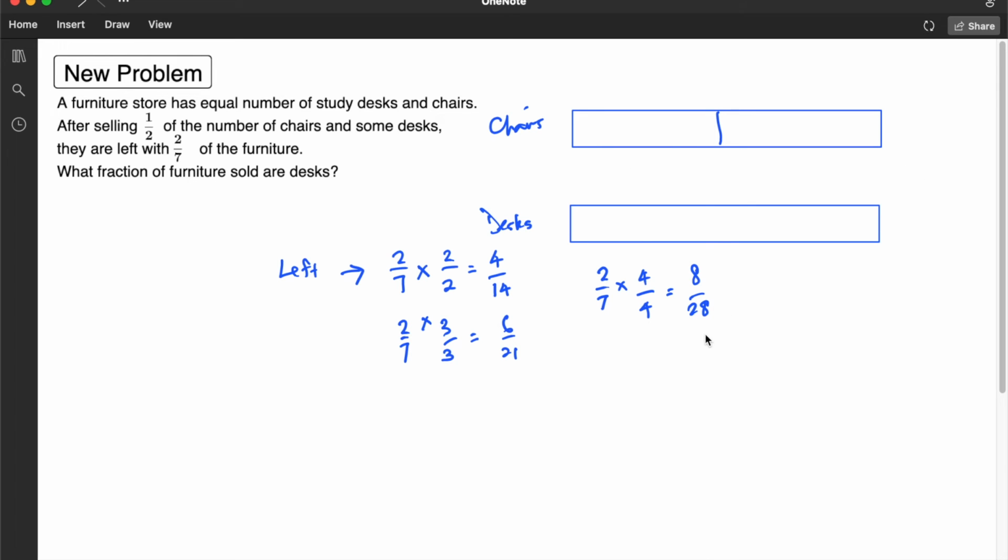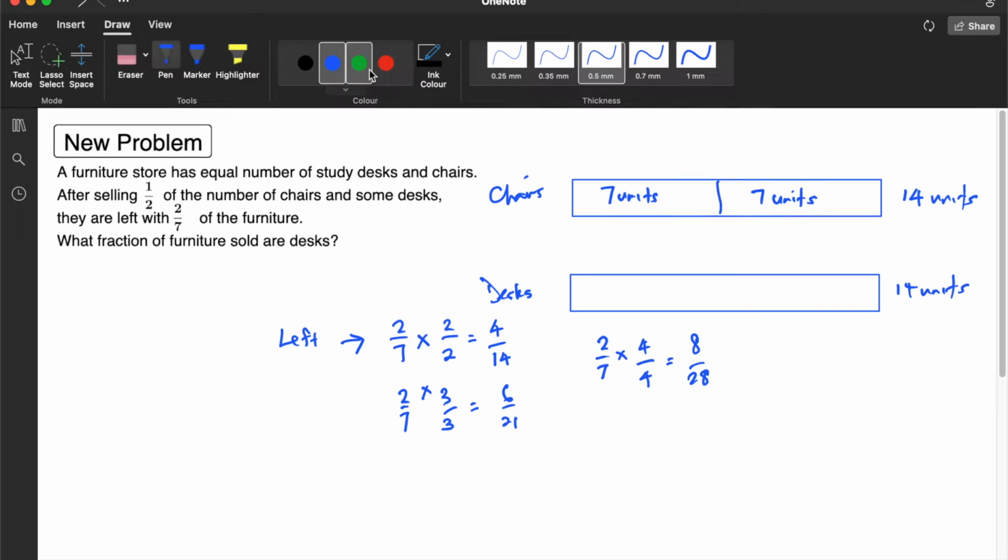Now with 28 units divided by 2, the chairs and the desks will each have 14 units. Half of the chairs will be sold, and half of 14 units means we are going to have 7 units here and another 7 units here. So let's label this part as the sold part, and this other 7 units as the left part.